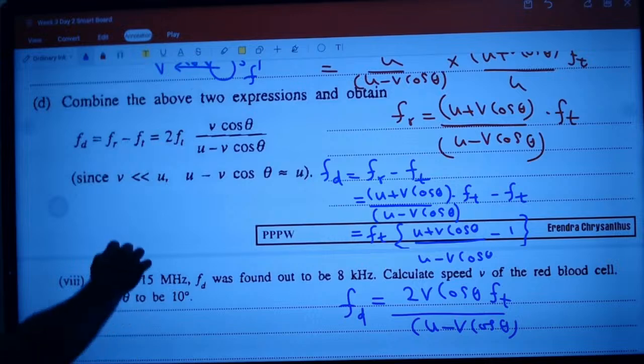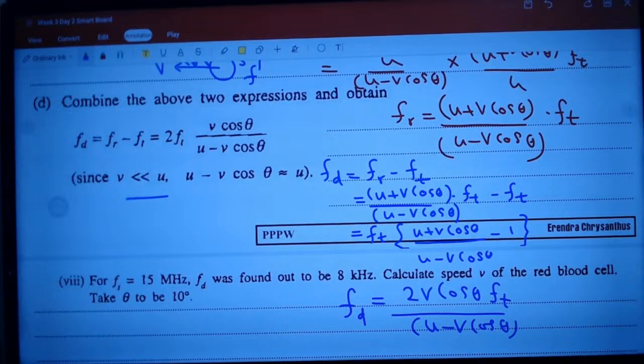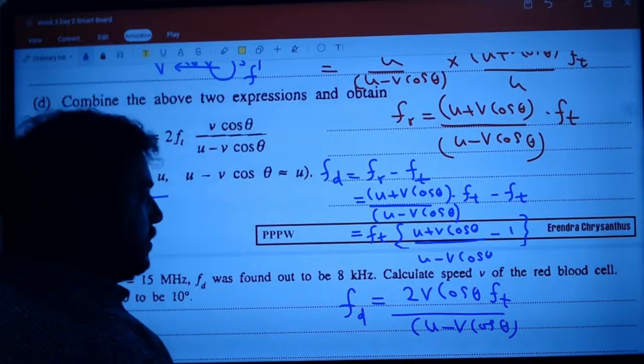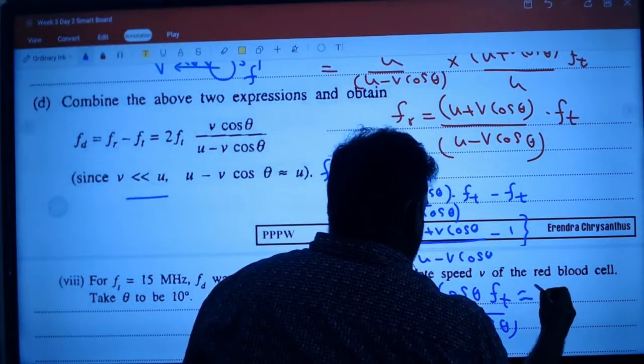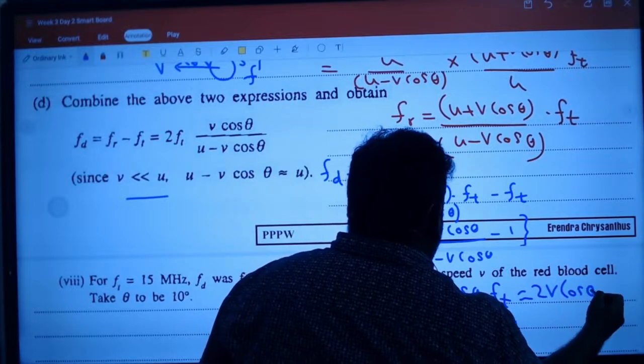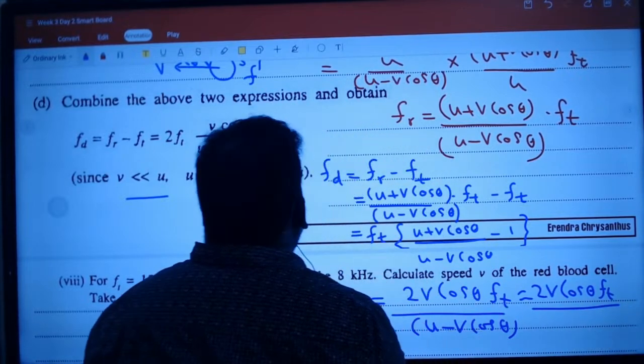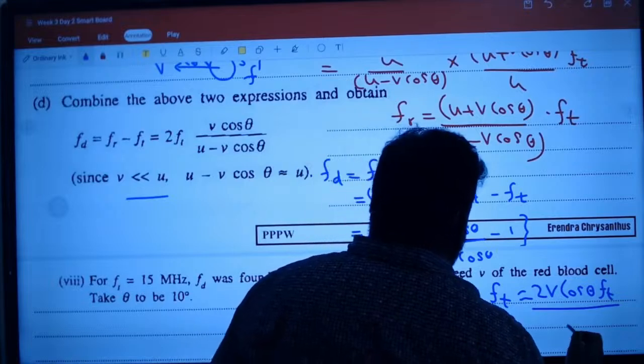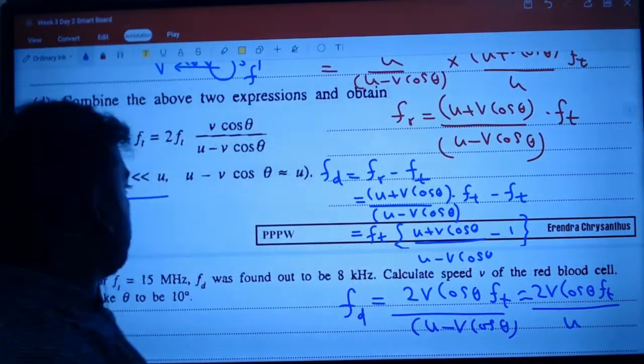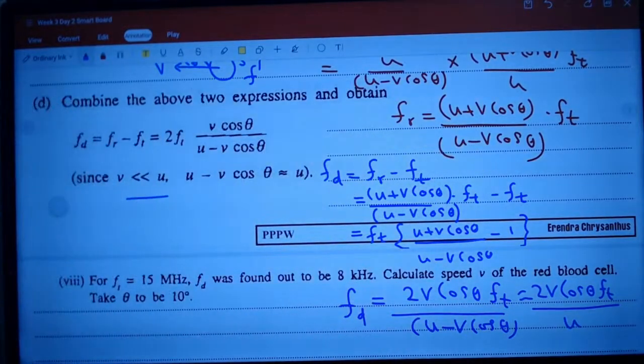Since v is very small compared to u, u minus v cos theta can be approximately equal to u. So here I can say fD equals 2v cos theta ft divided by u. Okay. Right.